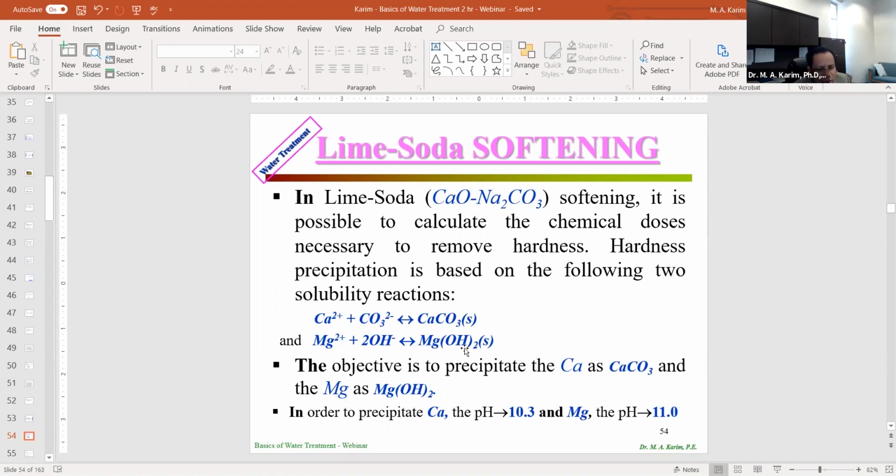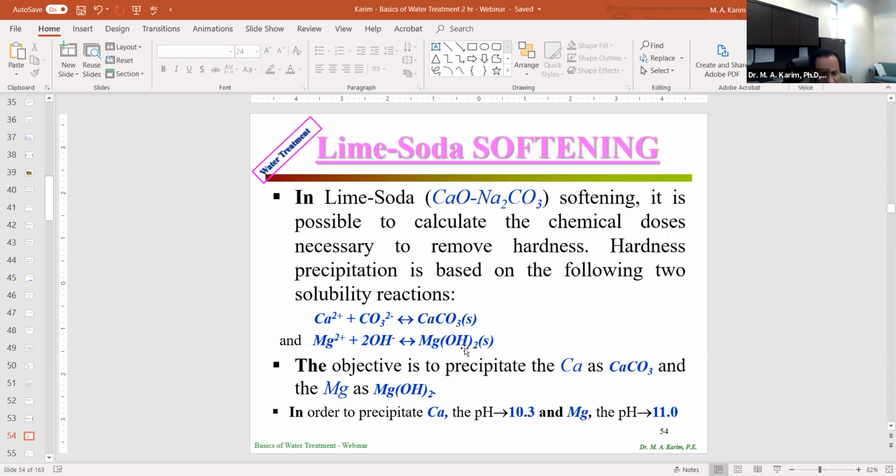Calcium mixed with carbonate becomes calcium carbonate, a solid, and precipitates. Magnesium mixed with hydroxide ion becomes magnesium hydroxide, a solid, and settles. So these are the two solubility reactions that we need. The objective is to precipitate calcium as calcium carbonate and magnesium as magnesium hydroxide.